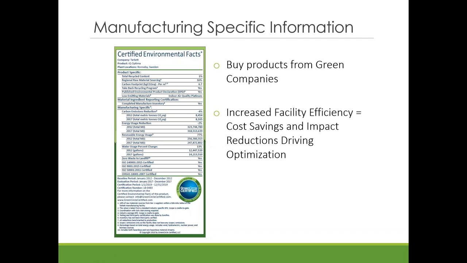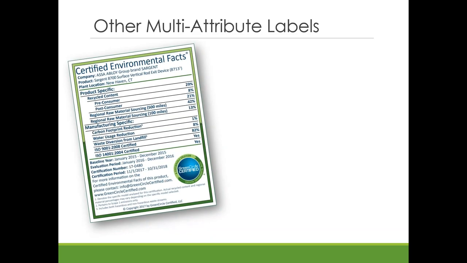We do have a lot of other companies that have earned multi-attribute labels. Right now there's 125 products that we have certified. You can see here, these are some exit devices for ASSA ABLOY. And these labels are a little different than what we saw for flooring. We always are going to certify the same attributes by product category. Here's a Norton door control, a door closer that's been certified. This has information in it about recycled content as well as EPDs and different things they're doing in their manufacturing plant.